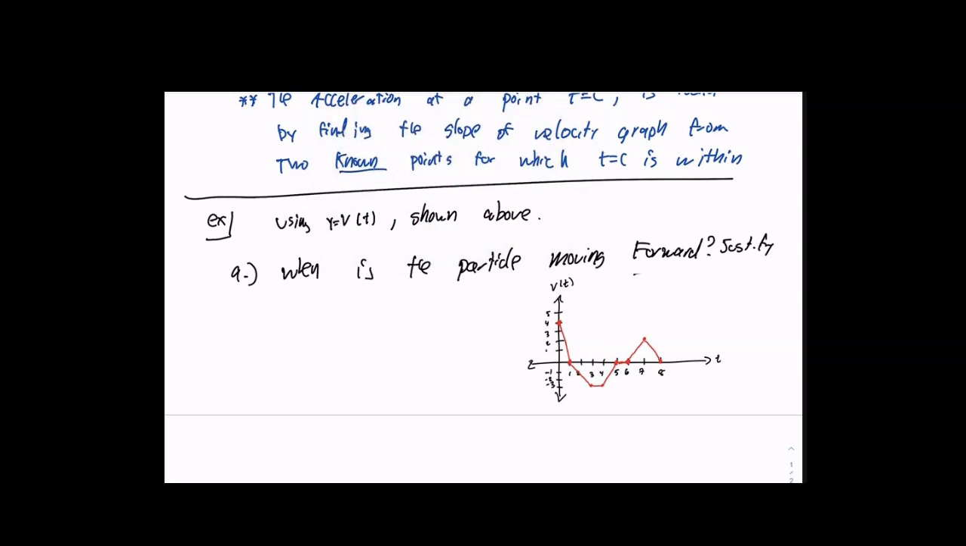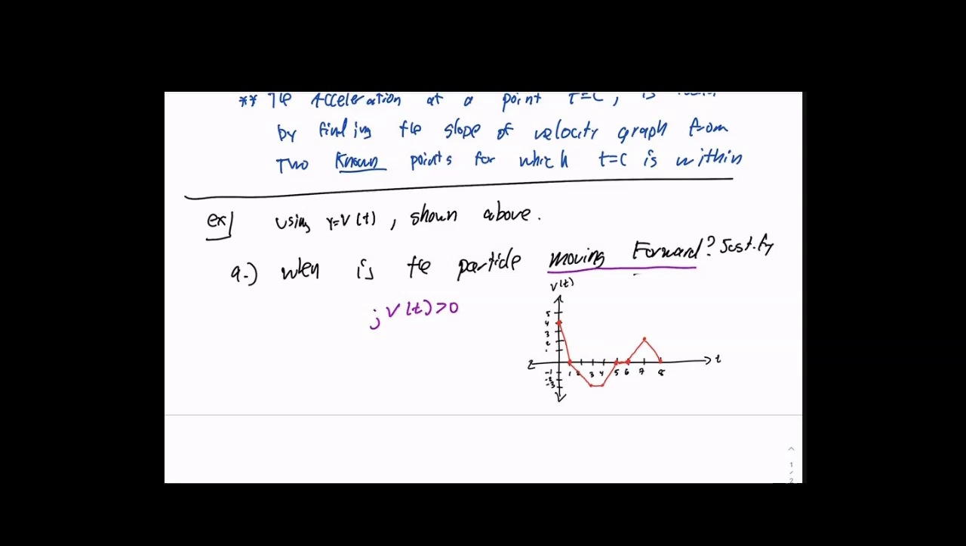When is the particle moving forward? And here's my hint to you. I always like to write the justification first. So when I see moving forward, I think, what is the justification for a particle moving forward? V of t is greater than 0. If you write that, moving forward means the velocity is greater than 0.